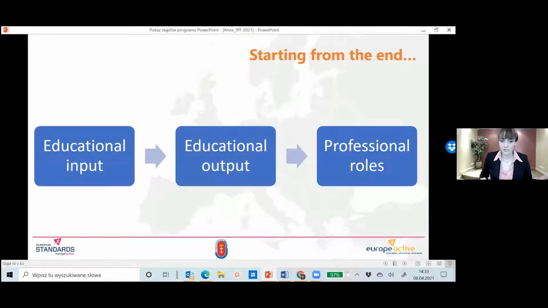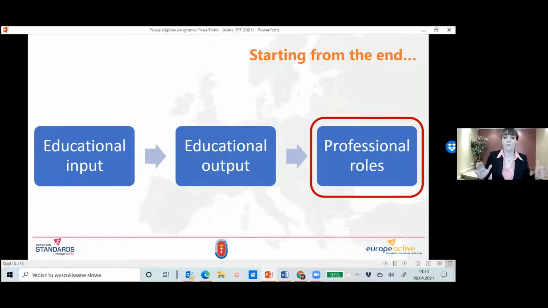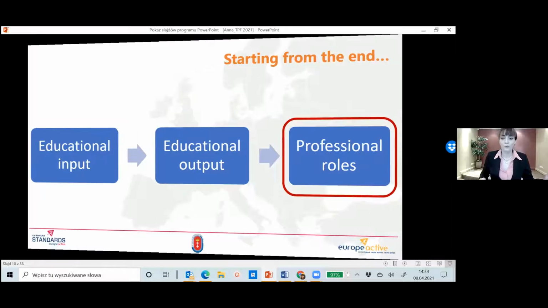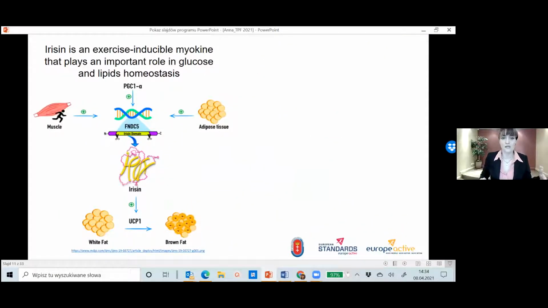And there are many benefits of such an approach. When we think about the final product of the education, we think about professional roles. So when we think about professional roles, we are less concentrated on the details which are at the beginning. So we don't think so much on the educational input. And from my perspective, I know that experts who describe qualifications, who describe the educational programs, at the beginning, they try to put everything which is related to professional knowledge. And we have a lot of achievements, scientific achievements in terms of exercise science. And this is very good, but not everything which is related to exercise science is essential, is necessary for every exercise professionals.